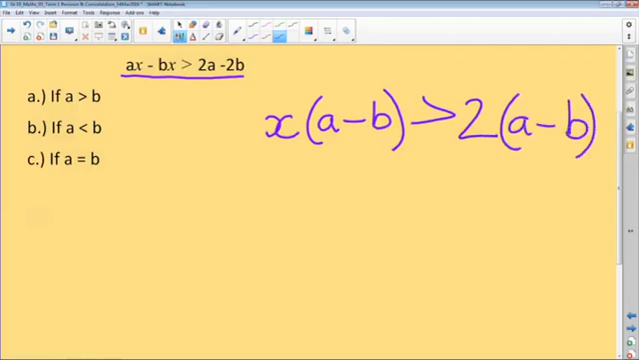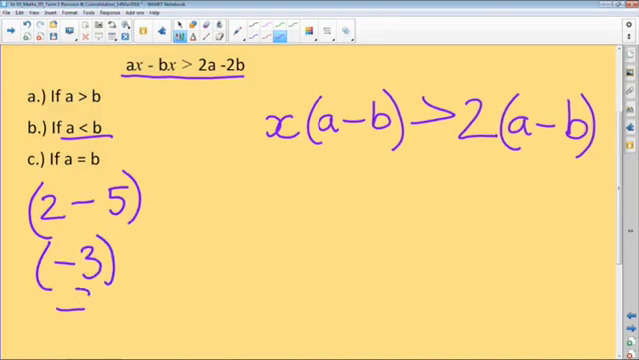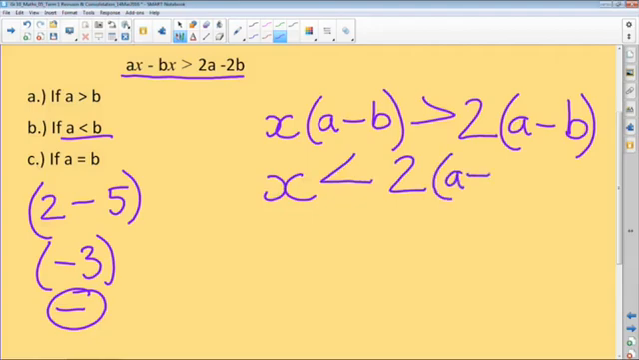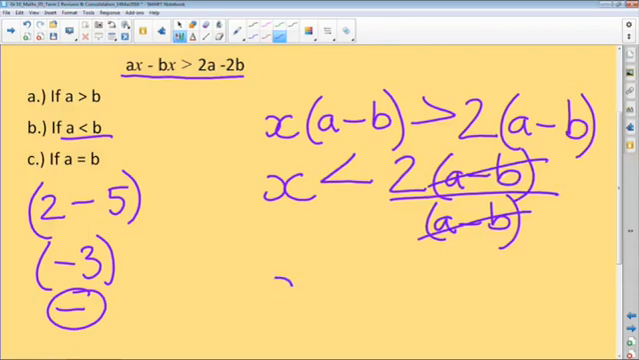And in the second one, a is going to have a smaller value than b. So let's say a was 2 and b was 5. What would the answer be? It would be negative 3. So that means we're always going to get a negative answer. What happens when we divide inequalities by negative numbers? The sign changes direction. So now it's changed direction, and we're going to cancel these, which means that x is going to be less than 2.